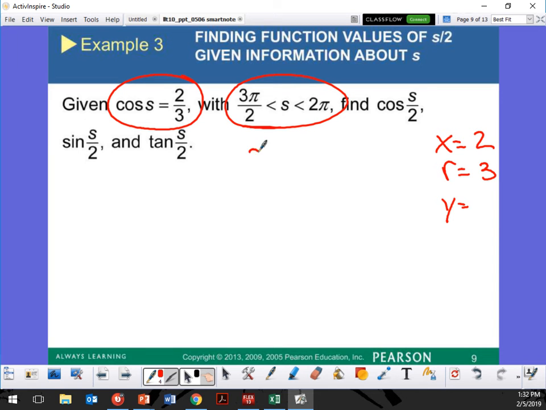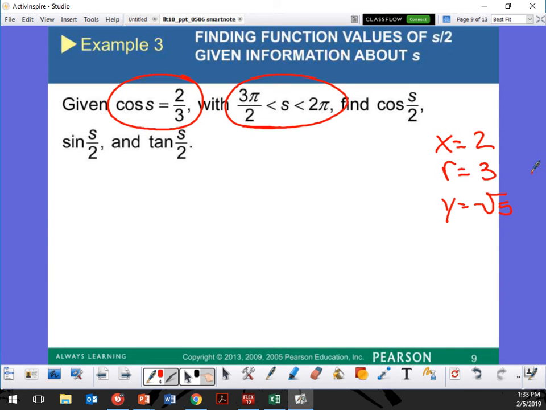So I'll do the math. 2 squared plus y squared equals 3 squared. 4 plus y squared equals 9. Subtract 4: y squared is equal to 5, so y is equal to plus or minus square root of 5. And because it's in quadrant 4, it has to be the negative. But wouldn't x be -2? Nope. In quadrant 4, x is positive. Oh yeah. Okay, so we have that right there.